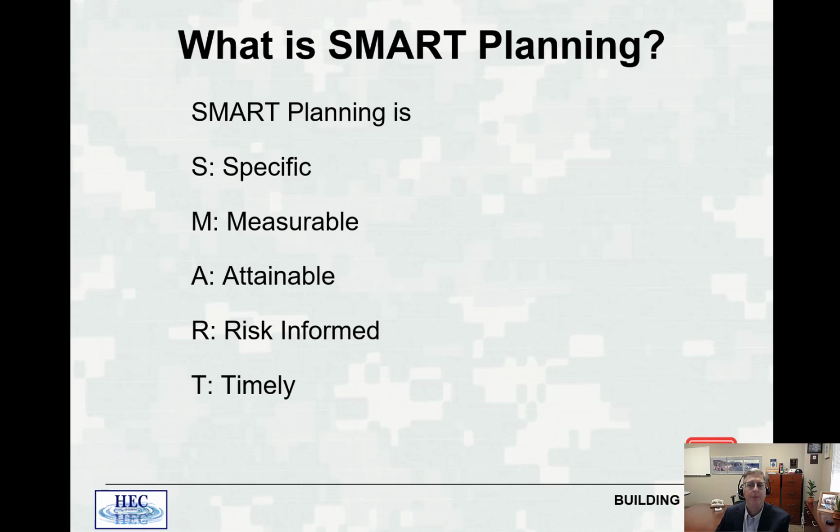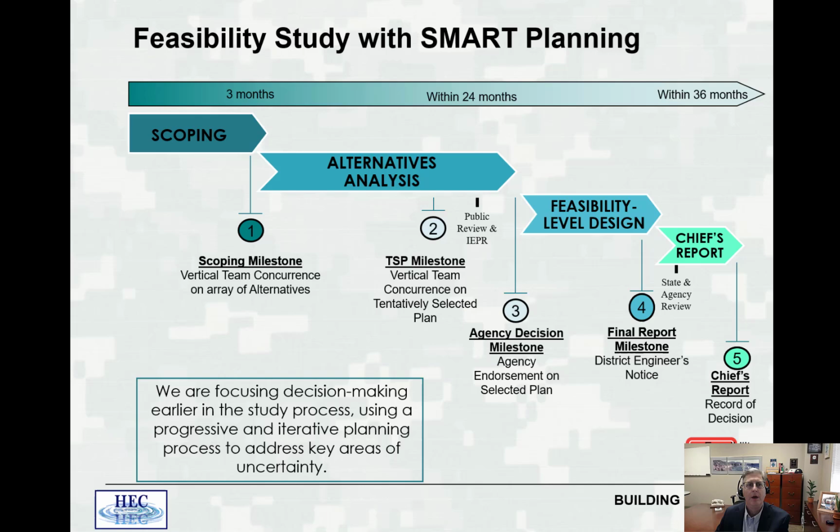When do you need the goal completed? Well, ultimately, we need the goal completed in 3 years. So what does a feasibility study with smart planning timeline look like? It looks like this figure here.